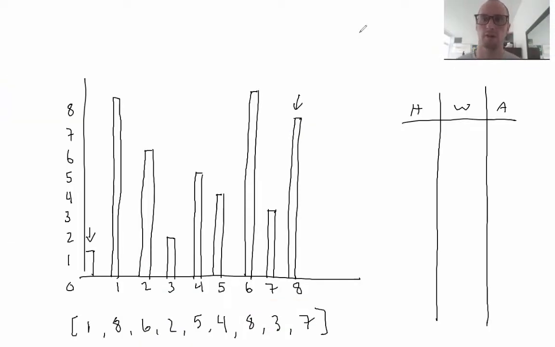To solve this problem, we're going to use something called ratcheting. What ratcheting is: we have a pointer here at the first index, we have a pointer here at the end index. And at every stage, we are either going to decrement the ending pointer or we're going to increment the starting pointer. We're also going to be keeping track of the height of the current container, the width of the current container, as well as the area of the current container. At the end of the algorithm, we'll just return the maximum area that we have seen.